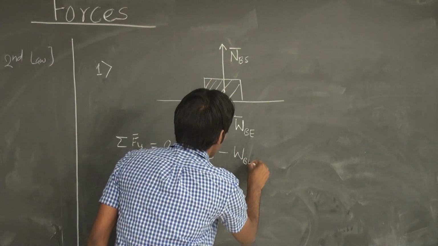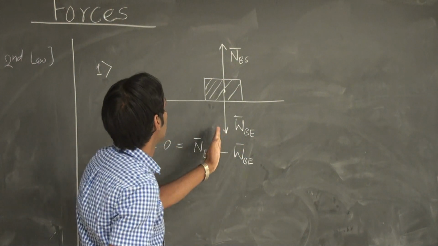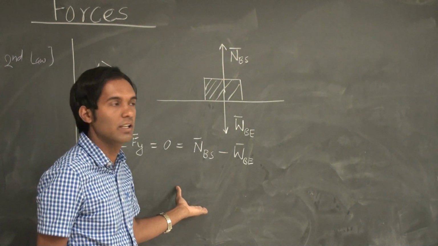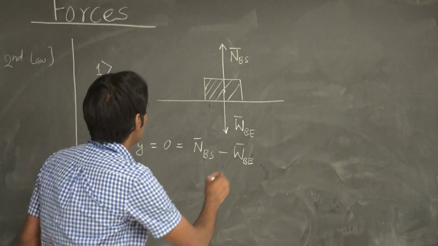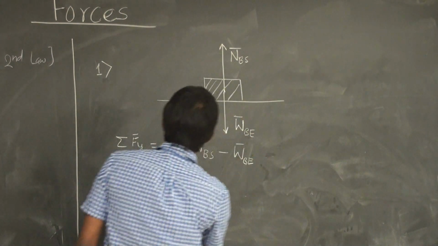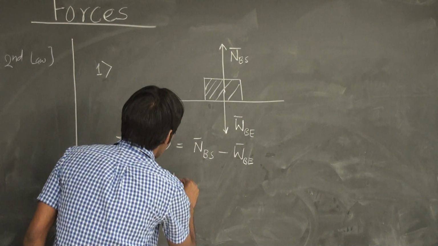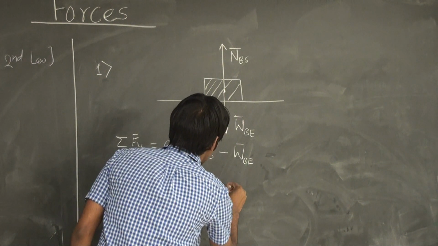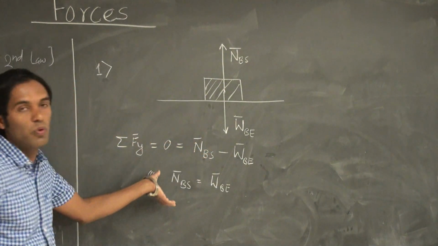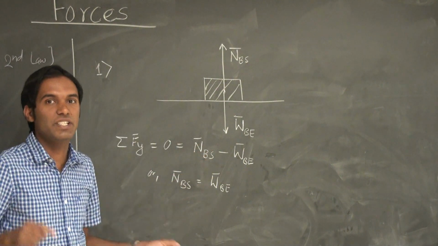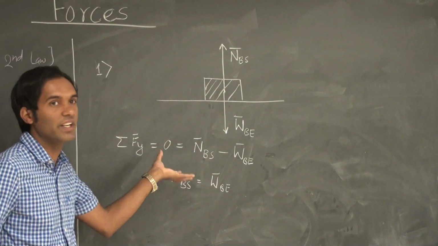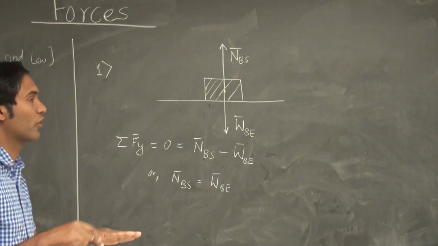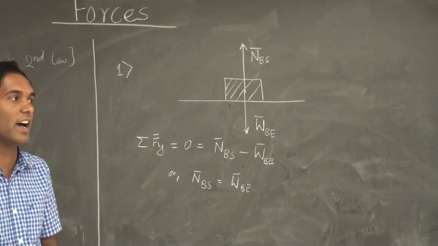Why should we take the minus sign? Because the upward force is taken as positive and the downward force is taken as negative. The forces are vector quantities, and this will give you the normal force should be equal to the weight of the object. So the normal force and weight are balanced to each other. This is the trivial case: when you place an object on a flat horizontal surface, the normal force and weight are balanced to each other.